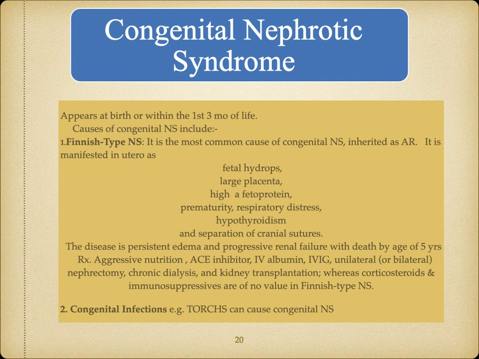The patient usually suffers from persistent edema with progressive renal function deterioration and usually ends with death by the age of 5 years. The options of treatment are aggressive nutrition, ACE inhibitor, IV albumin, IVIG, and unilateral nephrectomy. As you can see, steroids have no role in the Finnish type of nephrotic syndrome.